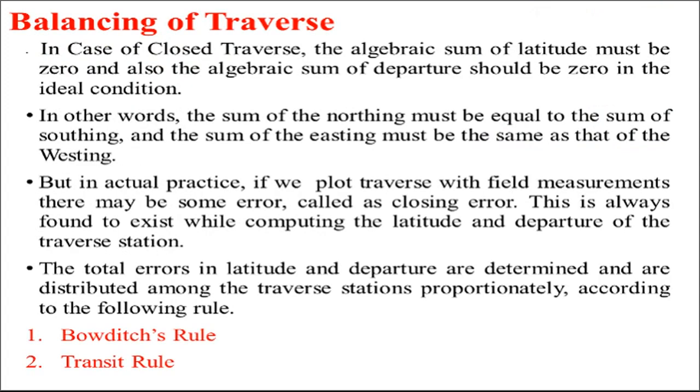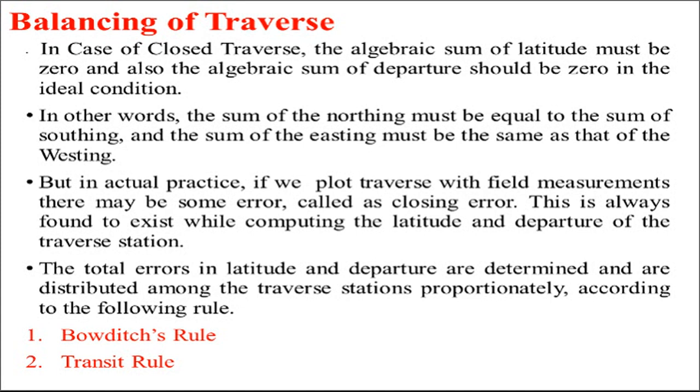So starting with balancing of traverse, as we know, in case of traverse, the algebraic sum of latitude must be 0 and also the algebraic sum of departure should be 0 for the ideal condition. In other words, the sum of northing must be equal to the sum of southing and the sum of easting must be the same as that of the westing. Then we can say that there is no error in the latitude and departures.